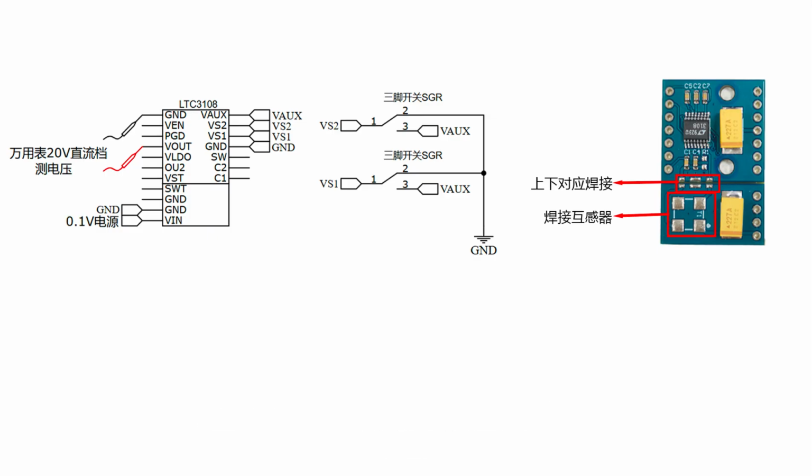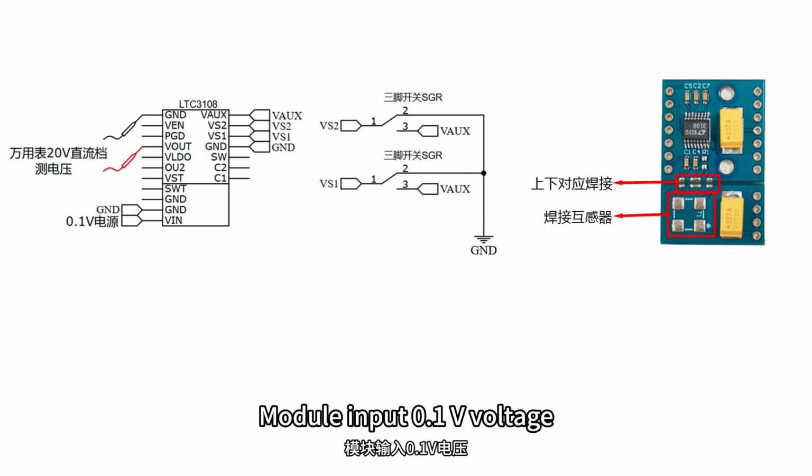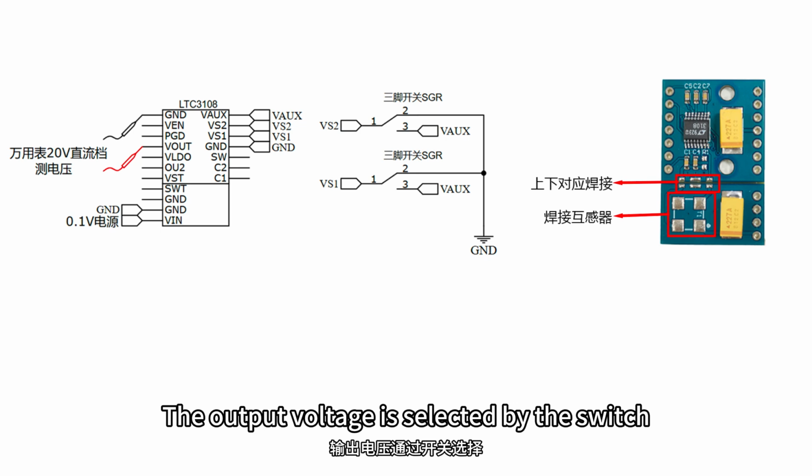Module Demo. The connection is shown in the figure. When using, the solder joints on the module in the red box need to be connected. Module input 0.1 V voltage. The output voltage is selected by the switch.